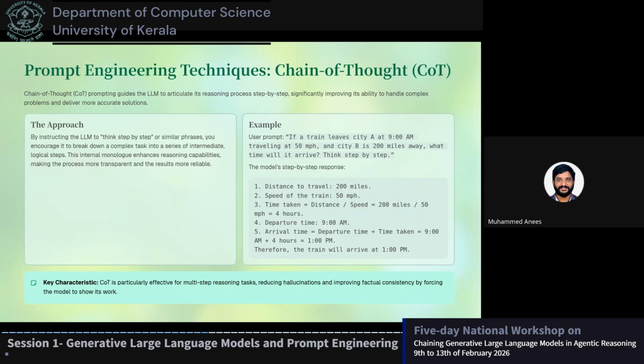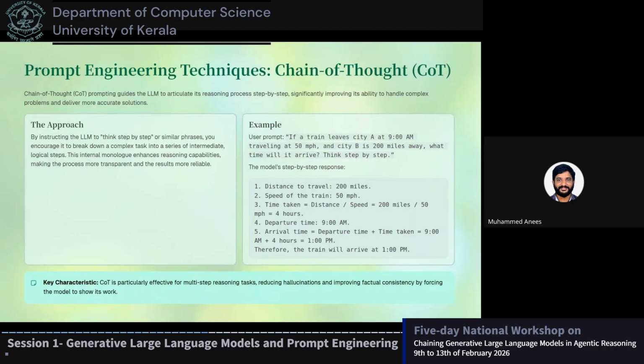So the next thing is chain of thought prompting. In chain of thought prompting, it will execute step by step. We are instructing the LLM to do it step by step. Or otherwise, we can say, you should follow these steps. So in these two ways, we can do chain of thought. One is to give the LLM the instruction to think step by step.